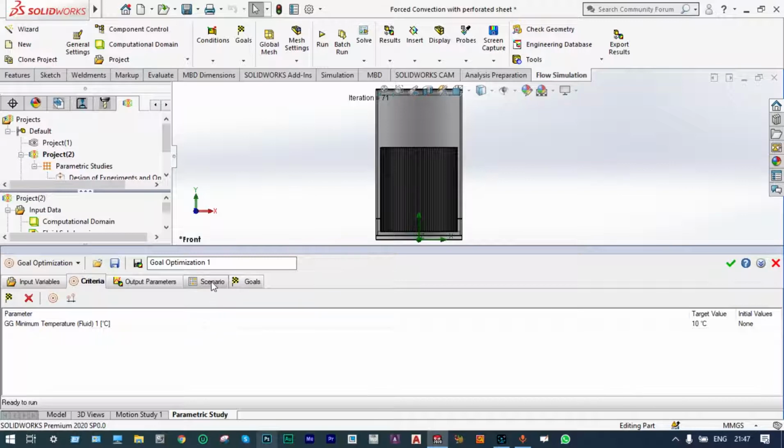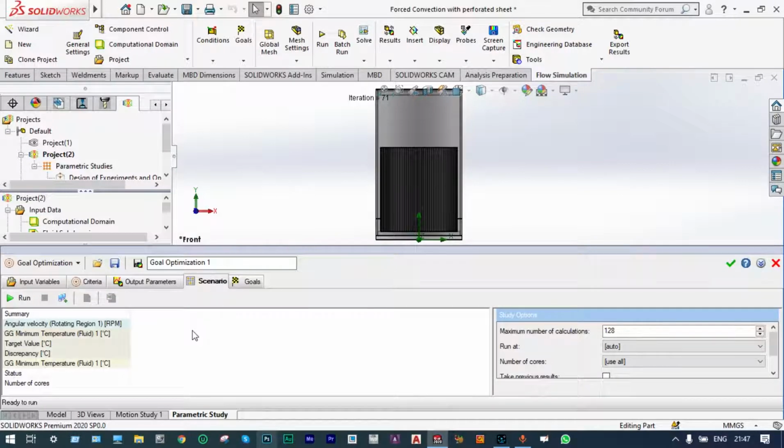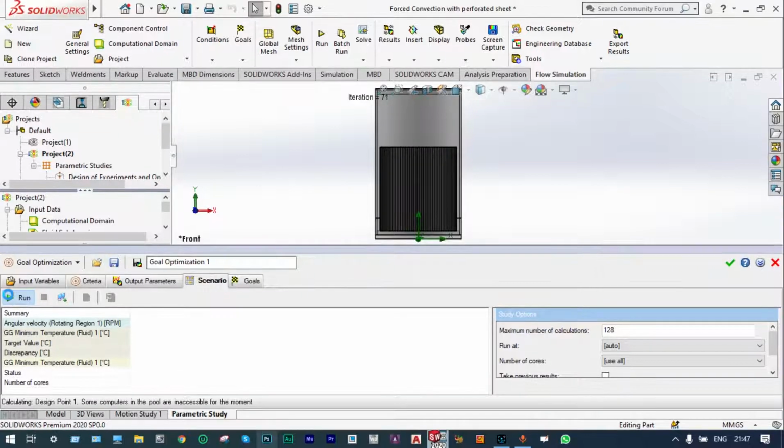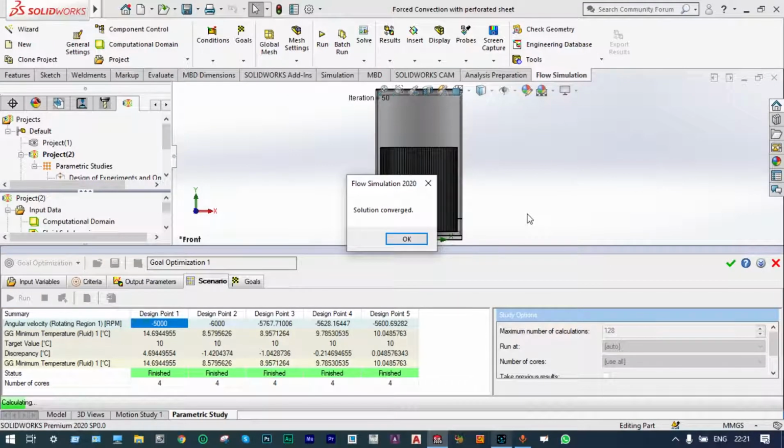Let us see the scenario. It is allowed to have a maximum of 128 iterations within the range of 6000 RPM to 5000 RPM. Let us run this one. Initially, it will start iterations with the maximum speed of 6000 RPM. Next case, it will start iterations with the minimum one. In this way, it will try to minimize the gap in between and finally optimize. Let the iterations move on. We can see our solution is converged.